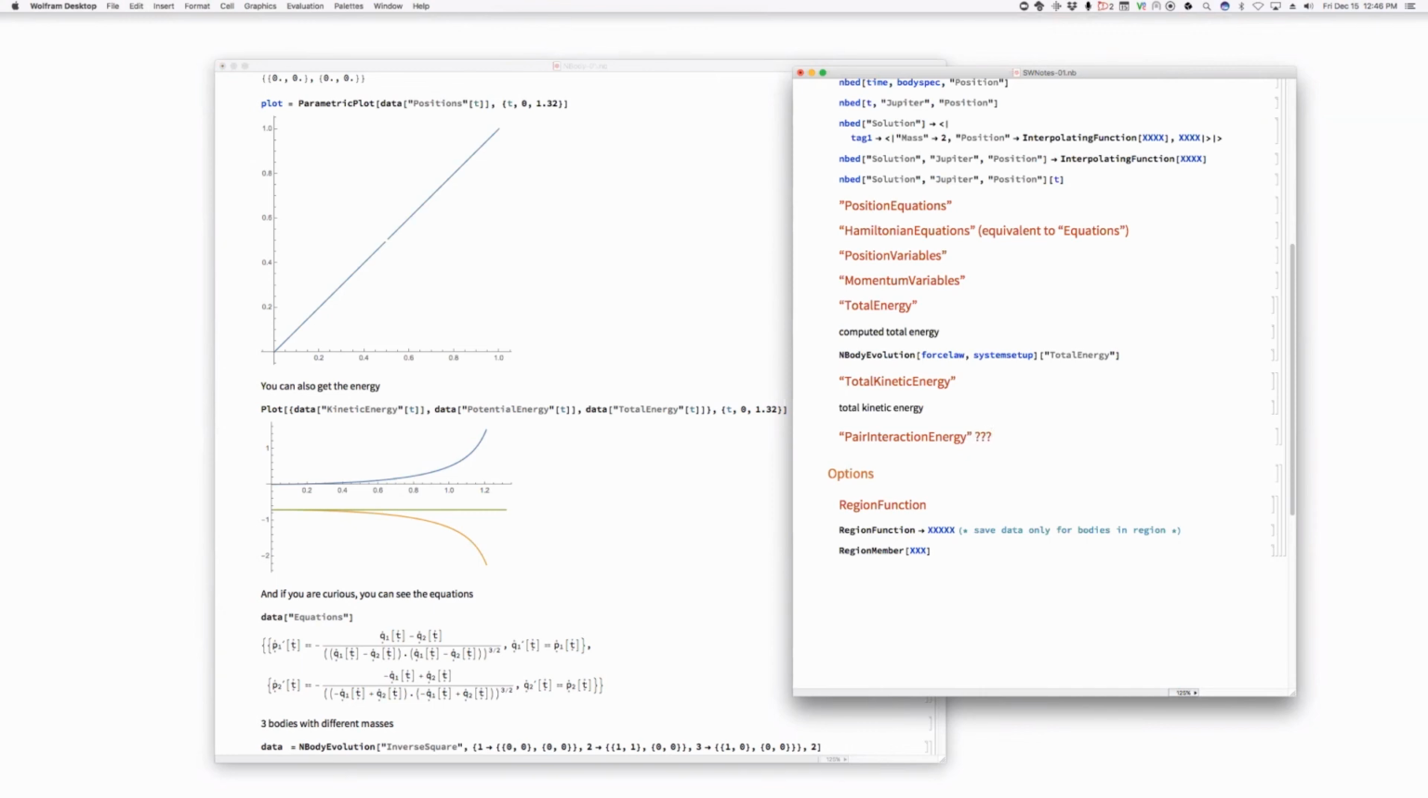Yes. But we can always compute a pair interaction energy.